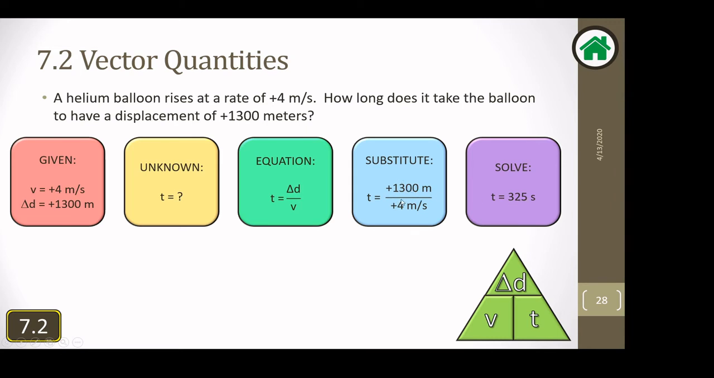The direction doesn't matter because time is a scalar quantity, so we can just remove the positives. And then for the unit, we have meters on top and meters on the bottom, so they will cancel out. And then we have seconds on the bottom, but it's on the bottom of the larger fraction, so it flips up to the top. Time is equal to 325 seconds. Does that make sense? Yes. We are measuring for time. We wound up with seconds, so that looks pretty reasonable.